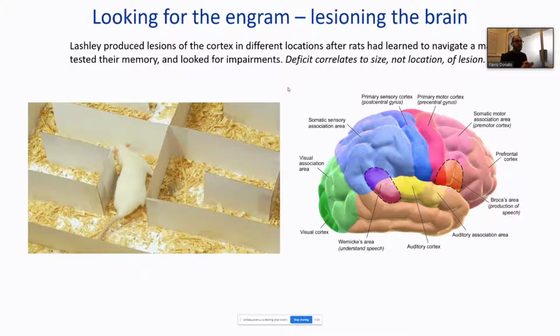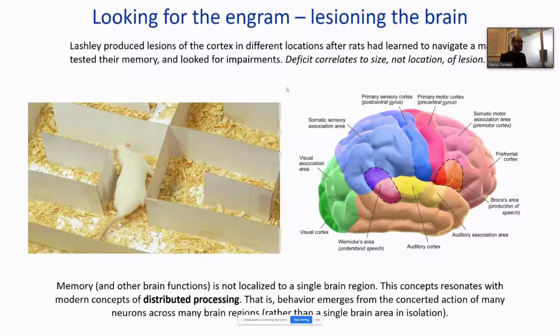Today, we know that this concept was not entirely true because there are specific areas of the brain that, when you inactivate them, impair the ability of the animal to navigate the maze. But it clearly highlights one important principle of brain function: memory is not localized to a single brain region, but is distributed into the activity of many neurons located in many different brain areas. Not one single brain area works in isolation.